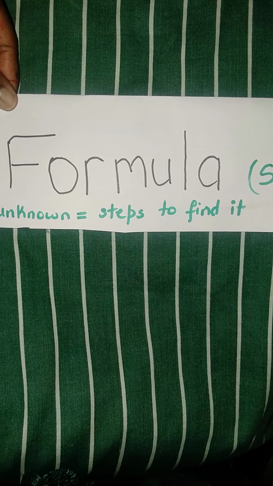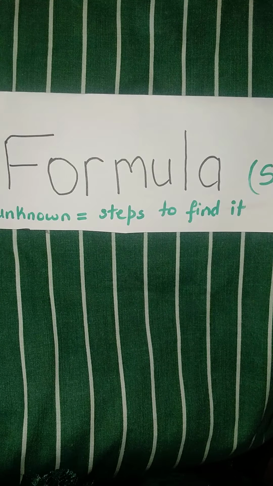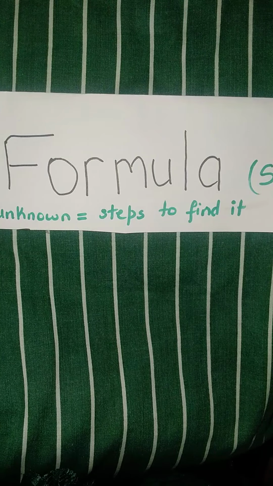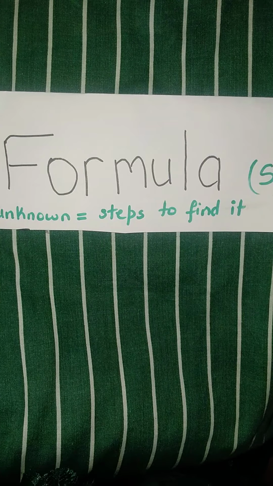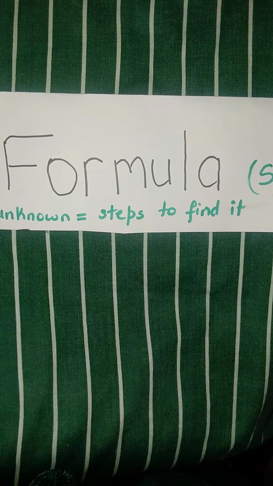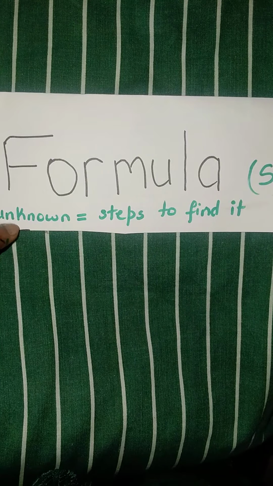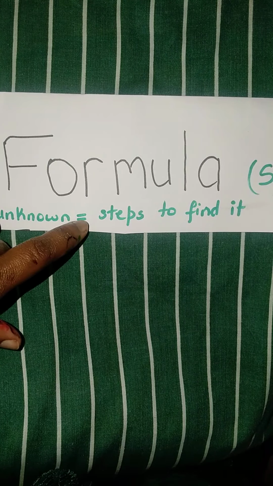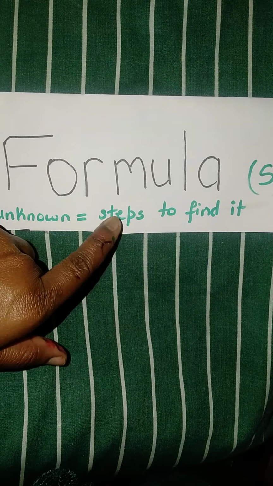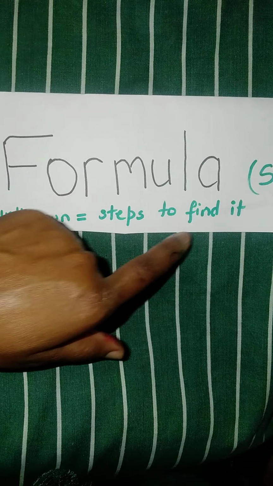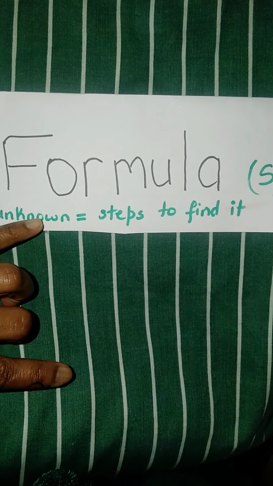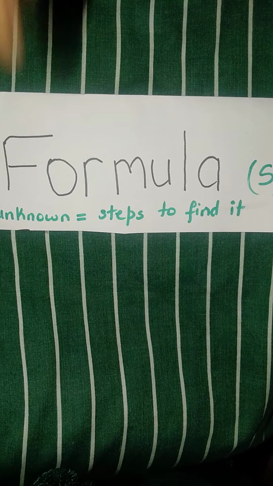So welcome again, students. This is the second video to the first where we spoke about formula. So I want you to know what a formula normally looks like. A formula normally contains an unknown, which is what we want to find, and an equal sign between them, and then the steps that we need to follow in order to find the unknown. All right. So this is basically the layout.